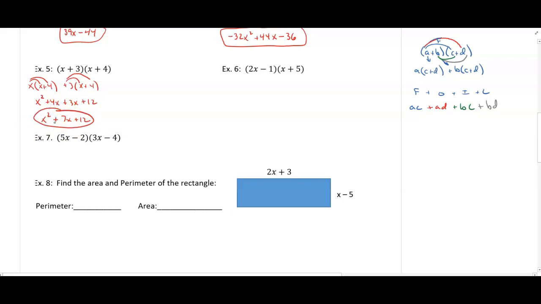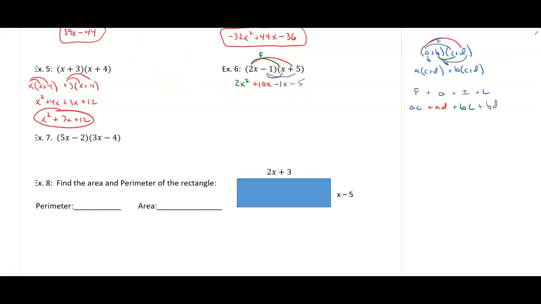Alright. Now if I do the FOIL method, right, I'm going to do the next problem using the FOIL method. My first terms would be 2x times x, which is 2x squared. My outer terms would be 2x times 5, which gives me plus 10x. My inner terms would be negative 1 times x, which is minus 1x. Then my last term would be negative 1 times 5, which is minus 5.